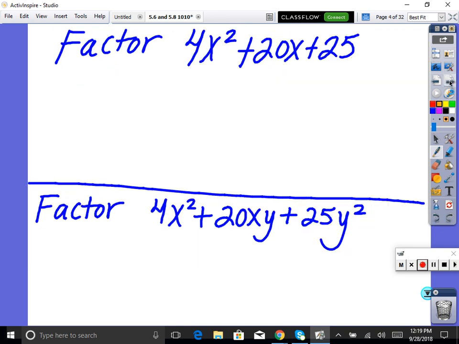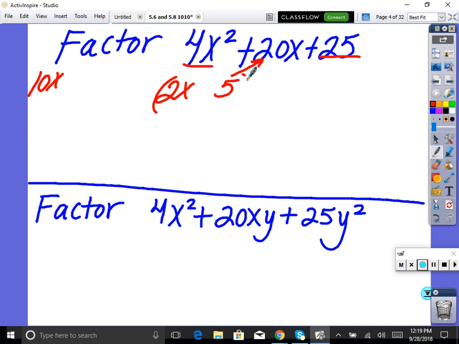Alright, let's see if we can use that trick some more here. We have two perfect squares on the ends. We have a middle term. So we square root this, we get 2x. We square root 25, we get 5. Now 2x and 5, 2x times 5 is 10x. And we're going to have two 10x's, which would add up to be 20x.